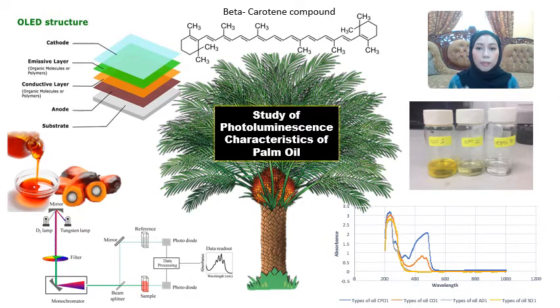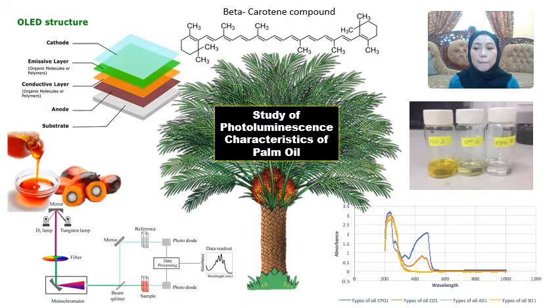So my final year project tends to solve this problem by proposing that we replace the usage of these elements from LED and instead use palm oil as organic material in the organic light emitting diode, OLED. So why palm oil? Malaysia is one of the biggest countries that contribute to the production of palm oil and also exports it to the world. This can ensure the sustainability of palm oil production for OLED development.